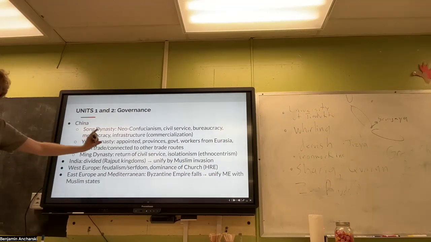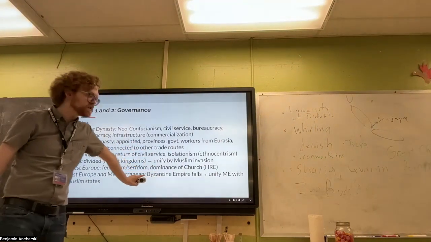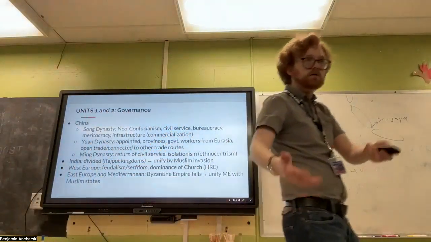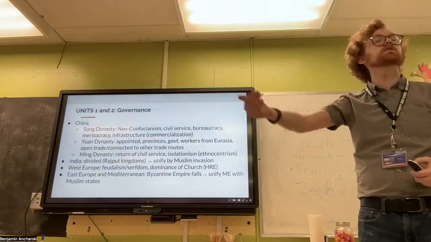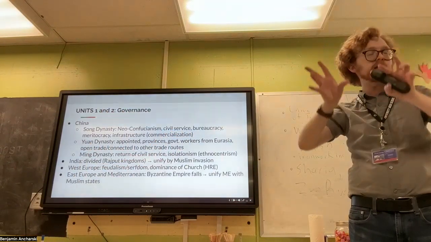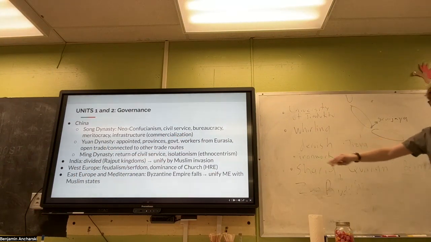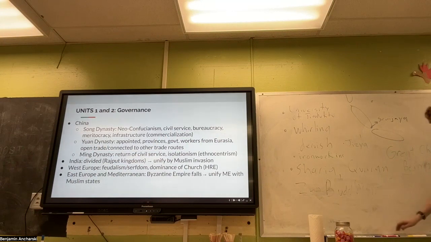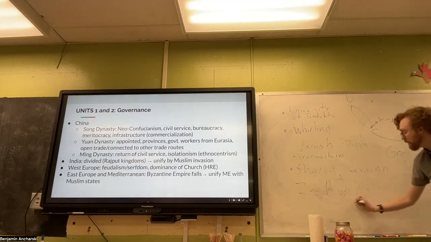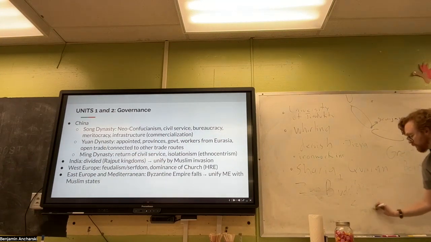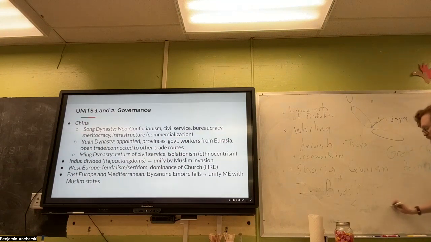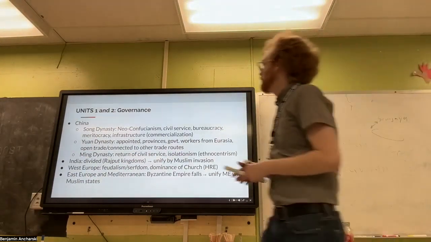In Eastern Europe, we do see an example of centralization in the Byzantine Empire, but guess what? It goes away, because of Muslim invaders. As the Byzantine Empire collapses, unity will happen in the Middle East thanks to Muslim groups. At first, it's the Seljuk Turks. I'll write their name down. But as we'll talk about more next period, they're going to be replaced by the Ottomans in the 1400s.